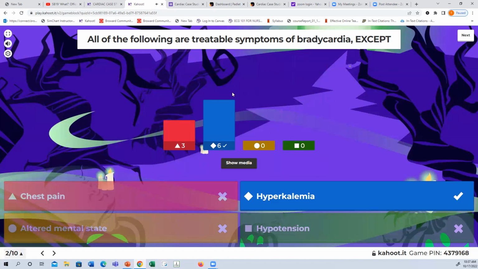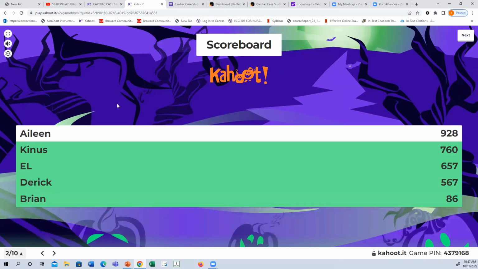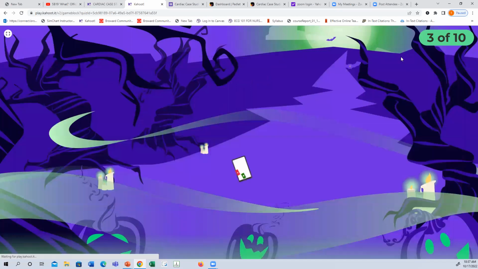Okay, all of the following are treatable symptoms of bradycardia except, okay, so we all remember CASH, which stands for chest pain, altered mental status, shortness of breath, hypo or hypertension as indications of a symptomatic arrhythmia. So let's see who were the fastest. Eileen again, Keenus, EL, Derek, and Brian. Congratulations.